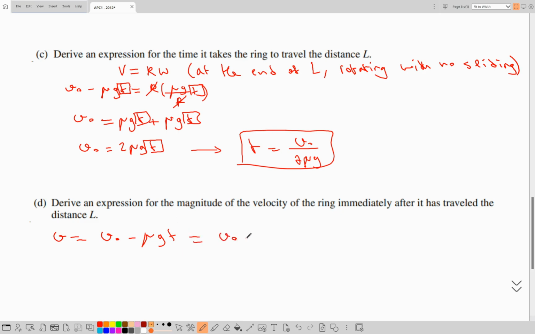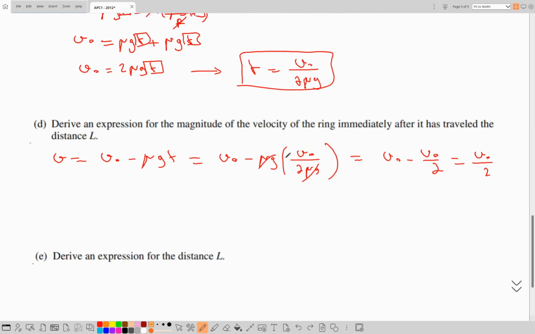So that would be V0 minus mu g multiplied by V0 divided by 2 mu g. Now mu g would cancel, and here we would have V0 minus V0 divided by 2, which is basically V0 over 2. Then at the end of the distance, the initial speed V0 is cut in half to V0 over 2, because there is a conversion from rotation to translation. Then V is given by V0 divided by 2.